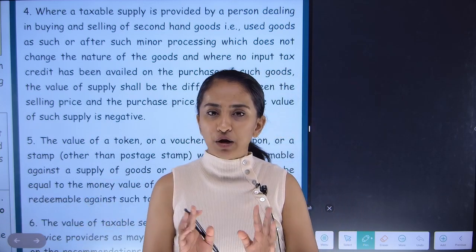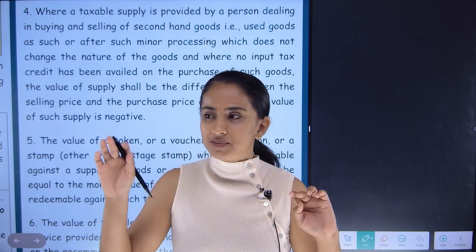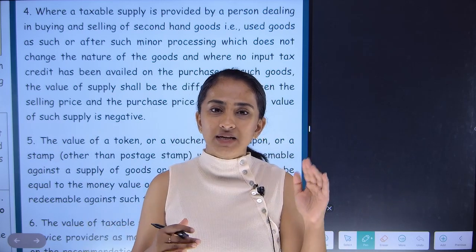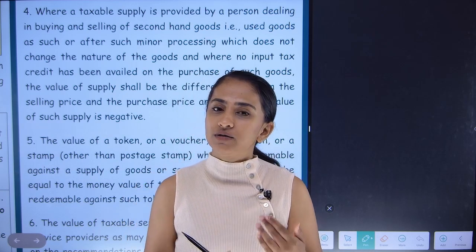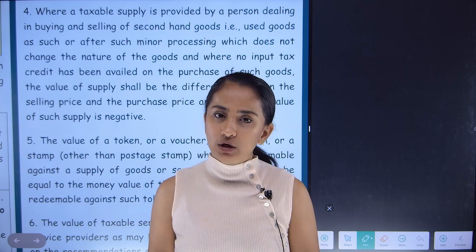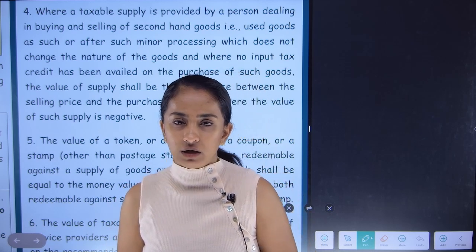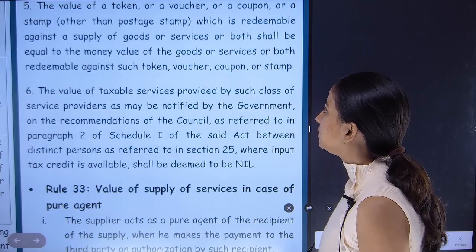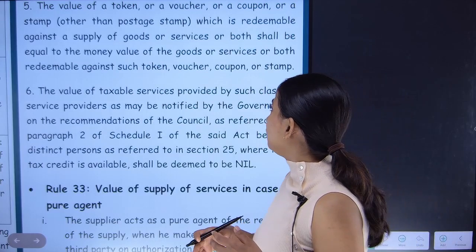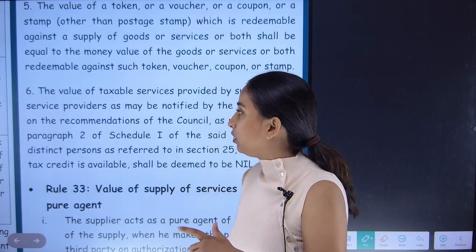But in cases where the value of supply is negative, where the difference is negative, let's say I purchased this at 4 lakh but I'm selling it at 3 lakh 50,000. So I'm selling it less than the buying price, right? So that 50,000 will not be considered. If the value of supply is negative, then you can ignore the transaction and you don't have to check for any value of supply. Okay. Next, in case of any token or voucher, whatever is redeemable, at what value you redeem it, that will be the value of supply.